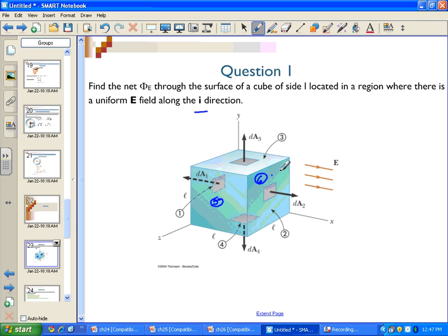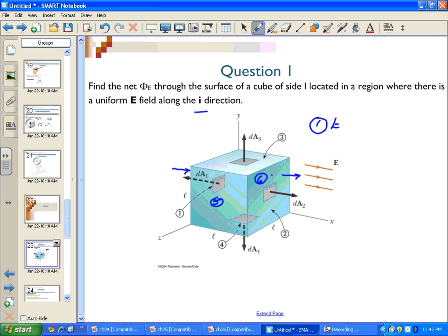So let's see. We notice that there is no charge inside this cube, and therefore all the electric field lines that come in through the back side go out through the front side. So let's begin with face 1.